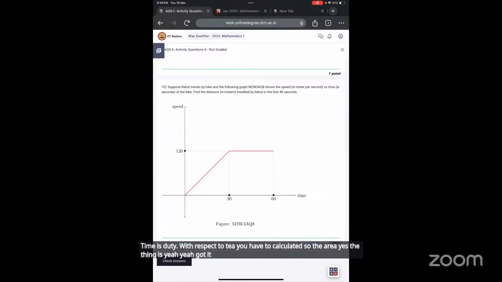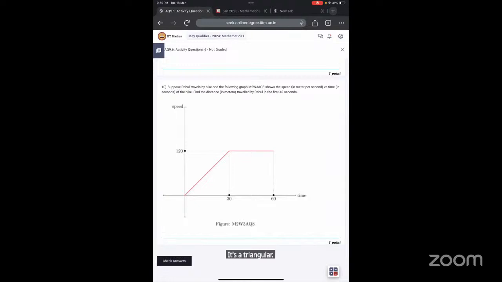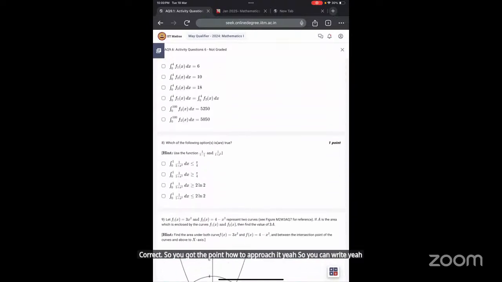So what will be the equation from 0 to 30? It's a triangle. No, only the red, only the red. This is not a triangle. This is a line. Linear, right, ma'am? So what will be the equation of the line? Okay, so at 30, 120, that is 4 times x, so y equals 4x. Correct. So you got the point, how to approach it. Yeah, that is what I wanted to use.